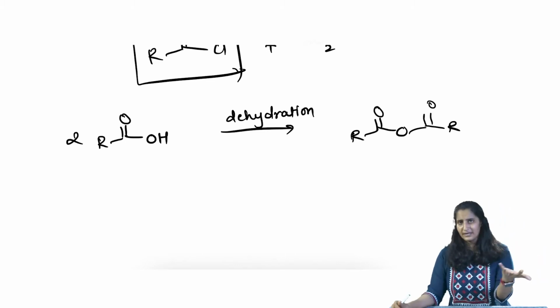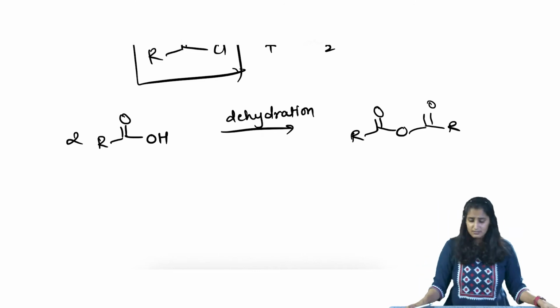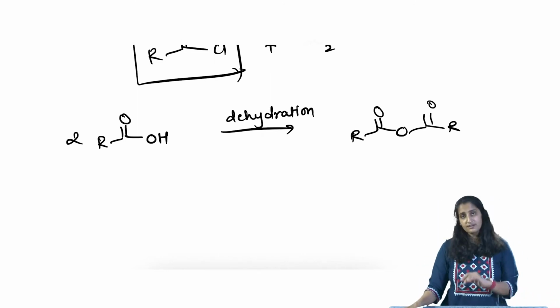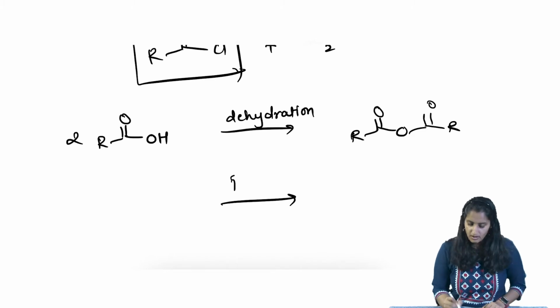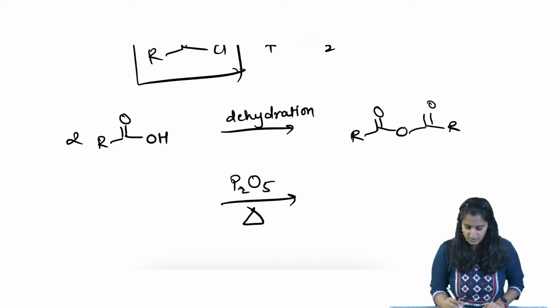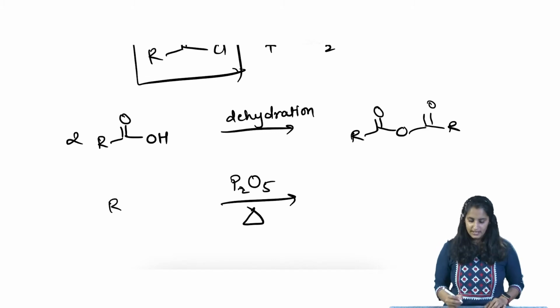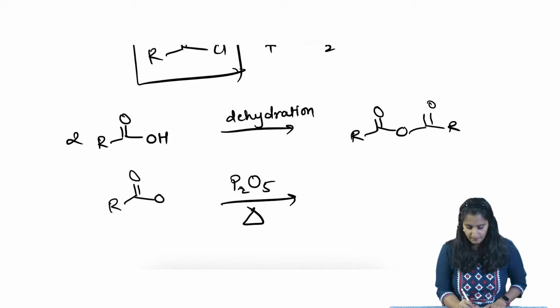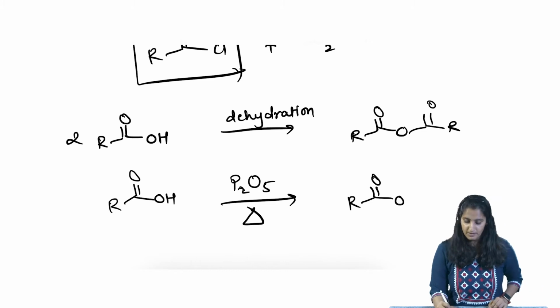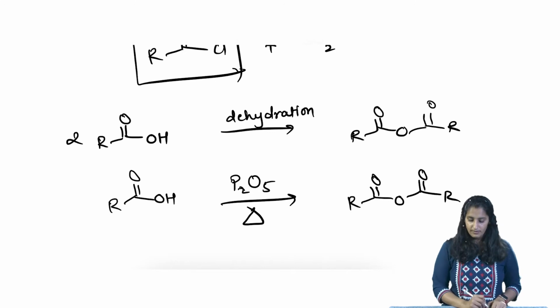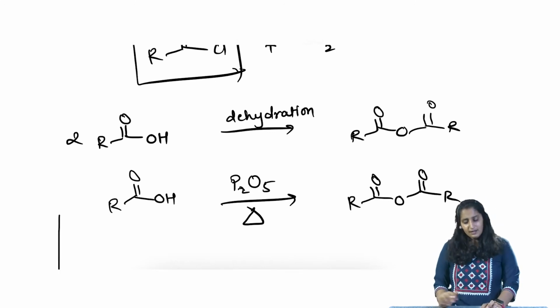Of course, now there are better reagents to form anhydrides, but previously dehydration was a way to form anhydrides, and the reagent for that is phosphorus pentoxide. So, P2O5 and heat. If you take any acid, put it in P2O5, heat it up, you form RC double bond O R. Okay. There are many other reagents.